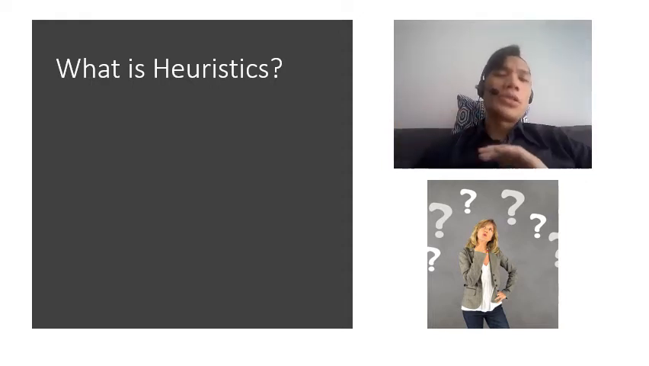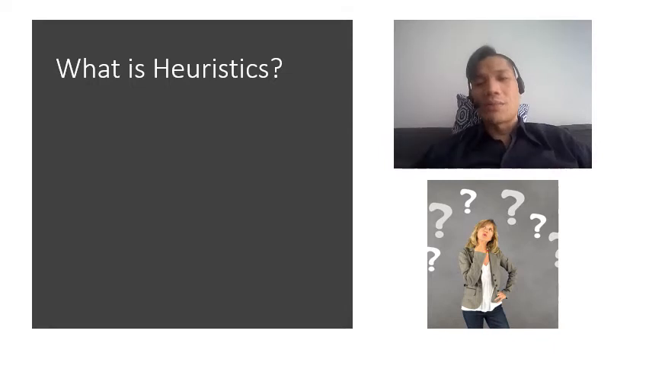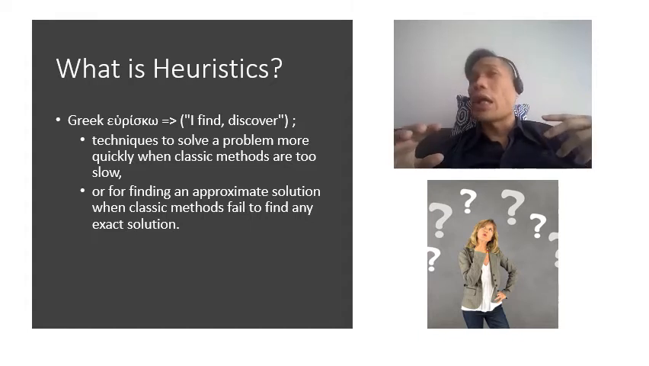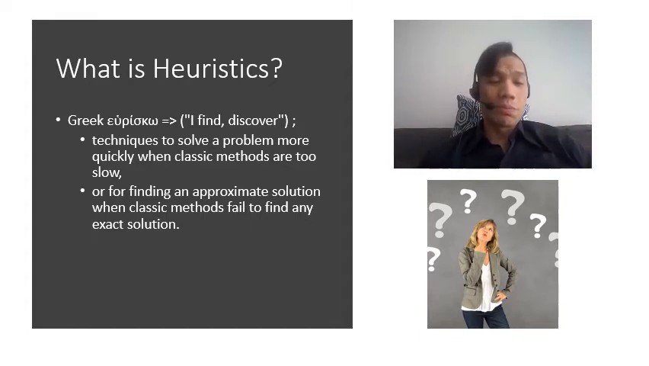So we go back to the understanding of heuristics. Heuristics comes from a Greek word meaning I find or I discover. These are basically very quick techniques that help us to solve a problem quickly when the classical methods of regression are too slow or too inaccurate. Sometimes we want to find an approximate solution where we don't have a hypothesis that we're trying to prove or solve, or when the classical methods fail to find any exact solution. So this is where heuristics comes into play.